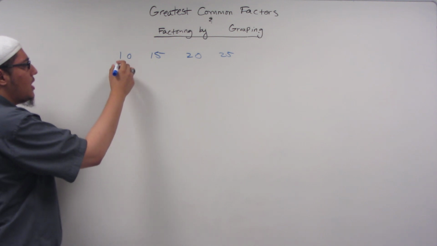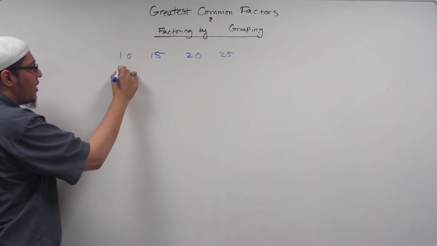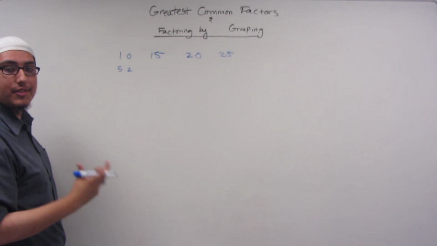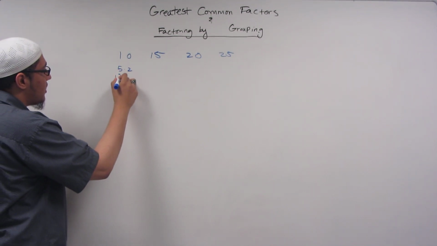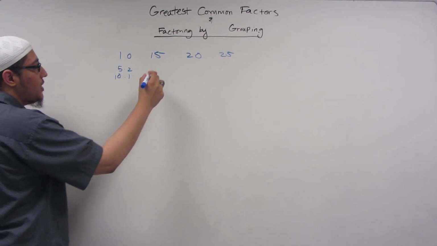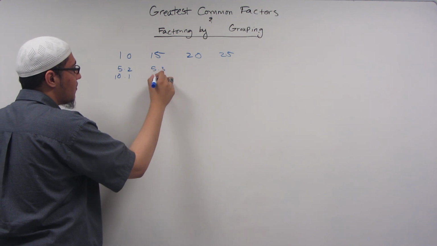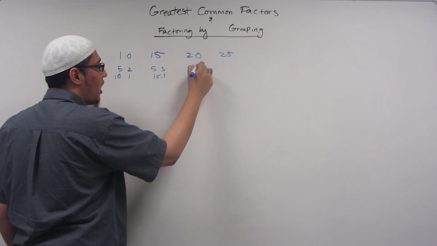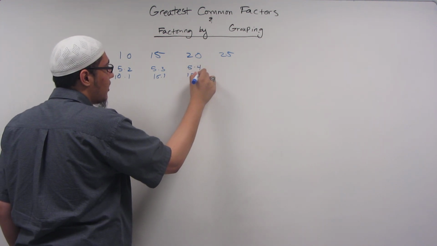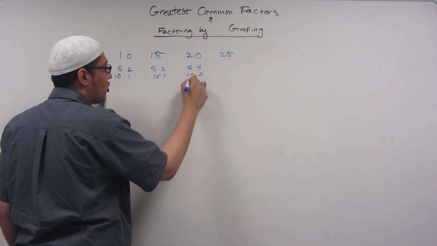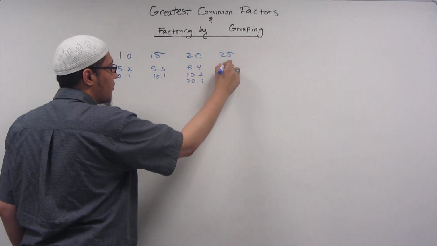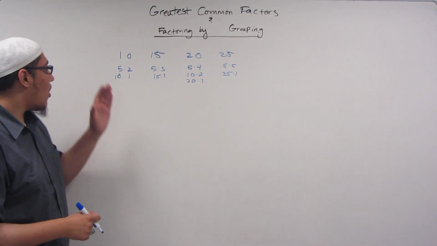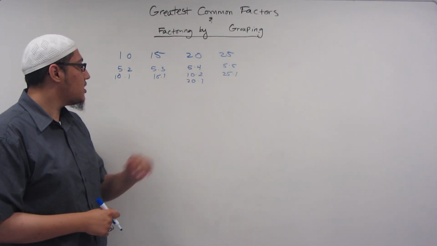Now, for 10, if you multiply the numbers 5 and 2, you will end up getting 10. Therefore, both 5 and 2 are factors of 10. Alright, now let's also look at 10 and 1 as factors. For 15, the factors include 5 and 3, and 15 and 1. For 20, factors would include 5 and 4, 10 and 2, and 20 and 1. For 25, it is 5 and 5, 25 and 1. Again, all of these are factors, what I just listed here, okay?